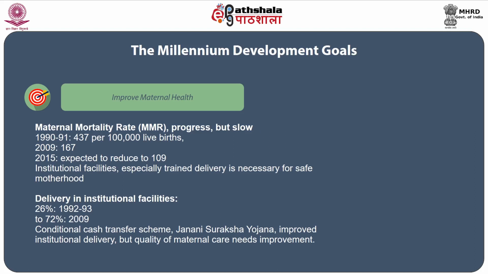Institutional facilities, especially trained delivery, are necessary for safe motherhood. In the area of deliveries in institutional facilities, no doubt it has improved from 26% in 1990-93 to a great extent, 72% in 2009. The trained personnel have increased during this period from 33% to 76.2%. The conditional cash transfer scheme called Janani Suraksha Yojana has improved institutional deliveries, but quality of maternal care needs further improvement.